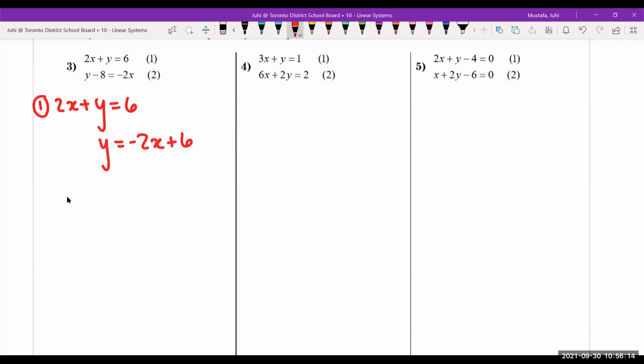And now we can easily see what is the slope in this question. Good. And what is the y-intercept in this question? Yeah. So for the first equation, we calculate the slope to be negative 2 and the y-intercept to be 6.